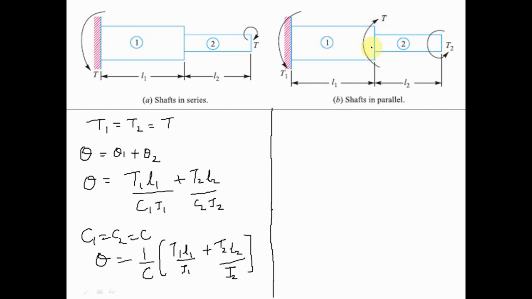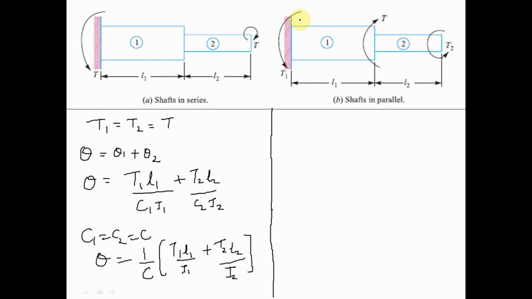And what happens is that two unequal or different torques will get generated at both the ends of the system. So here you can see torque T was applied at the junction of shafts 1 and 2 in the clockwise direction.